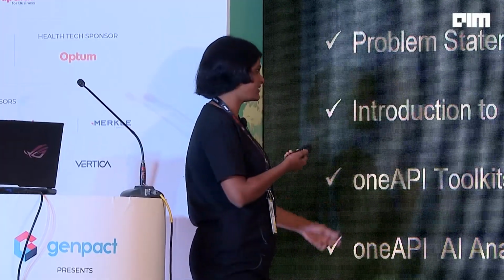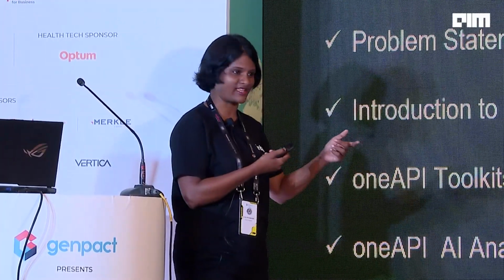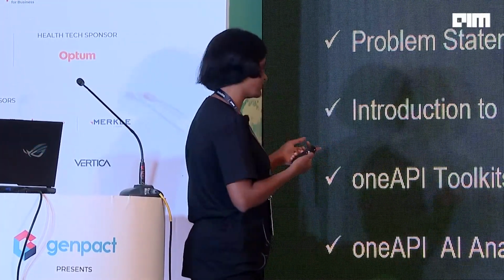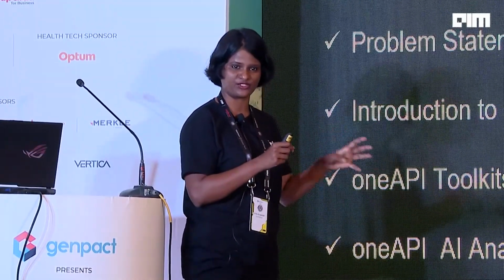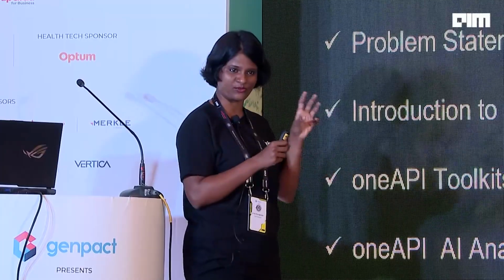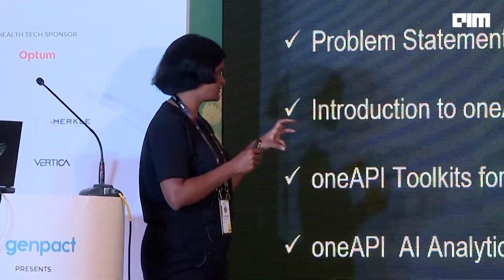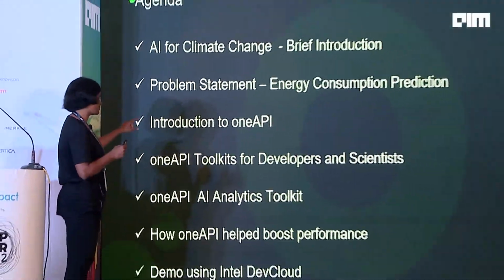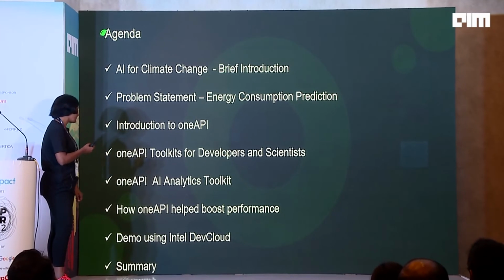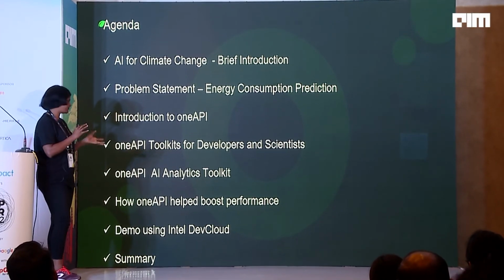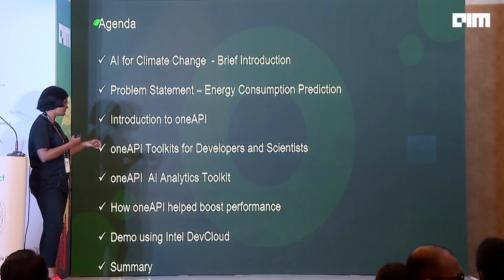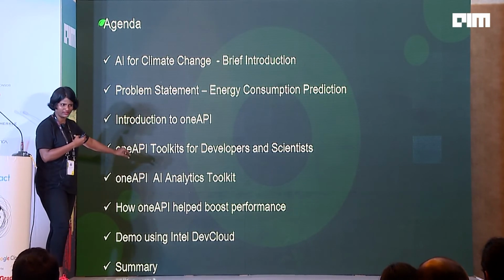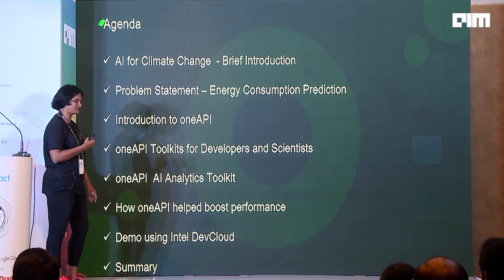And then we're going to see today's problem statement, which is energy consumption prediction in buildings, which contributes to 38% of generation of greenhouse gas emission, which is one of the predominant factors. And then we also have an introduction to oneAPI, and I'll be covering different toolkits for developers and scientists. And then we'll be focusing on one particular toolkit, which is the oneAPI Analytics Toolkit.